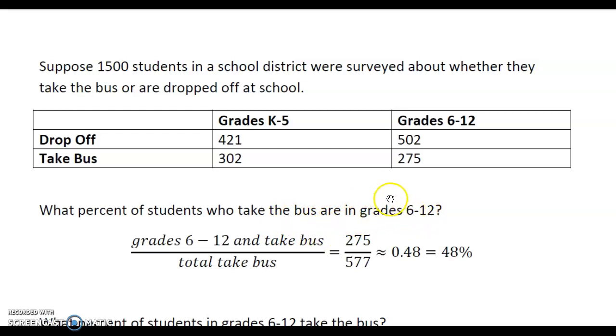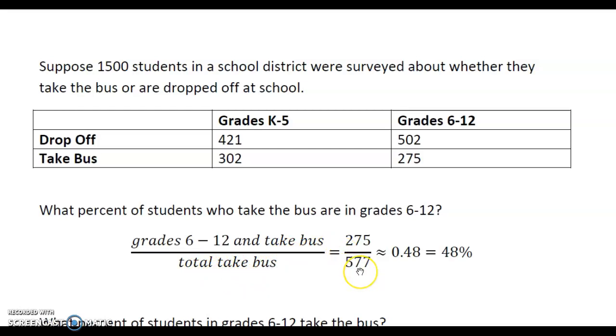So our numerator will be of the students who take the bus, they are also in grades 6 through 12. So we want the students who fall into both of those categories. From the table, we can get that there are 275 students who are in grades 6 through 12 and take the bus. They do both of those things, and that's the quantity that you see in the numerator, also called the comparison value. The reference value, or the denominator, is the total number of students who take the bus.